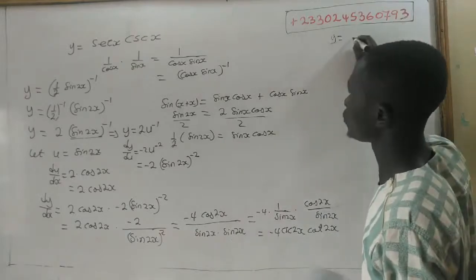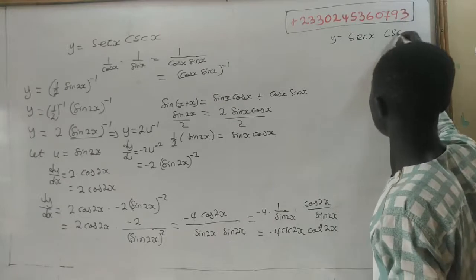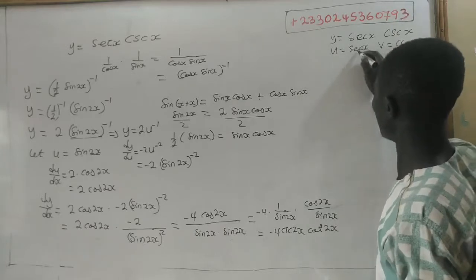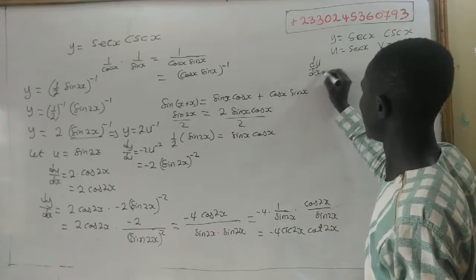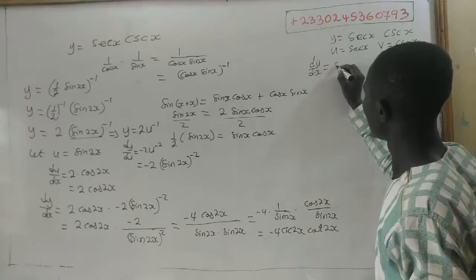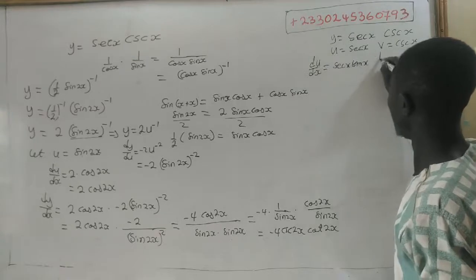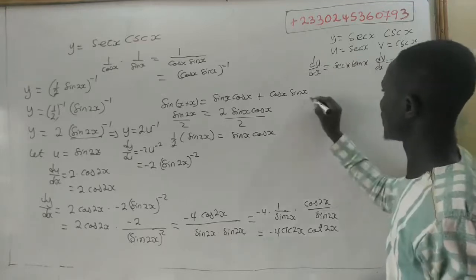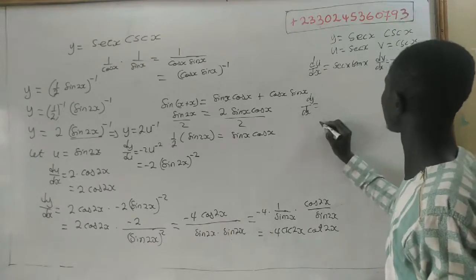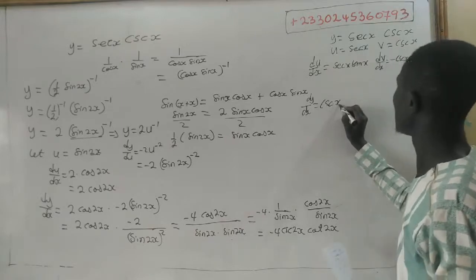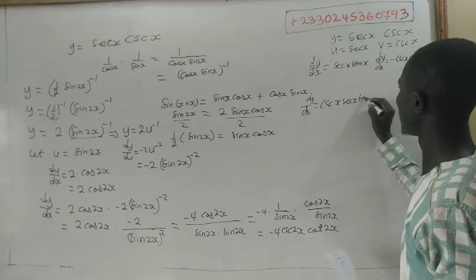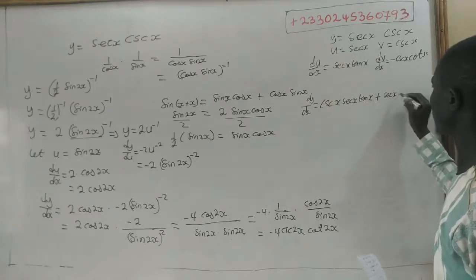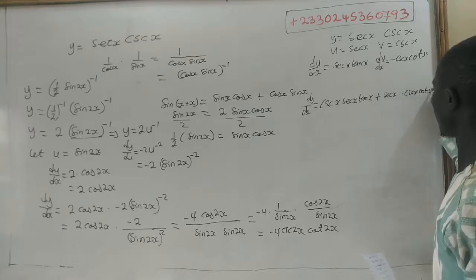Here we are going to have y equal to secant x cosecant x. u equal to secant x, v equal to cosecant x. If we differentiate, du on dx, we are going to get secant x tangent x. If we take dv on dx, we are going to get negative cosecant x cotangent x. So here the derivative of y with respect to x will be given by v, cosecant x, times secant x tangent x, plus u, secant x, times minus cosecant x cotangent x.